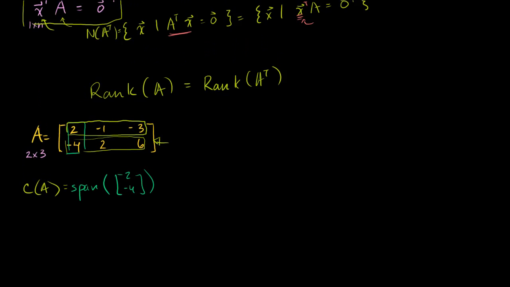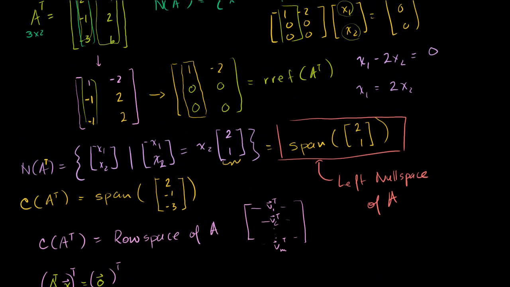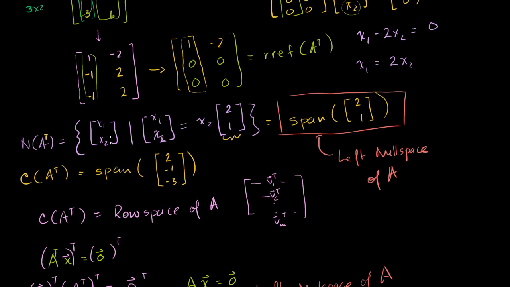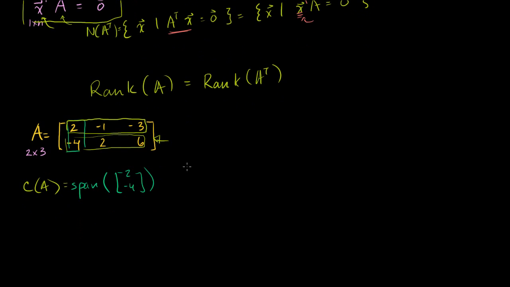And now what other things do we know? We know that the left null space was a span of 2, 1. Let me write that. So our left null space, or the null space of our transpose, either way, it was equal to the span of the R2 vector 2, 1. Just like that.